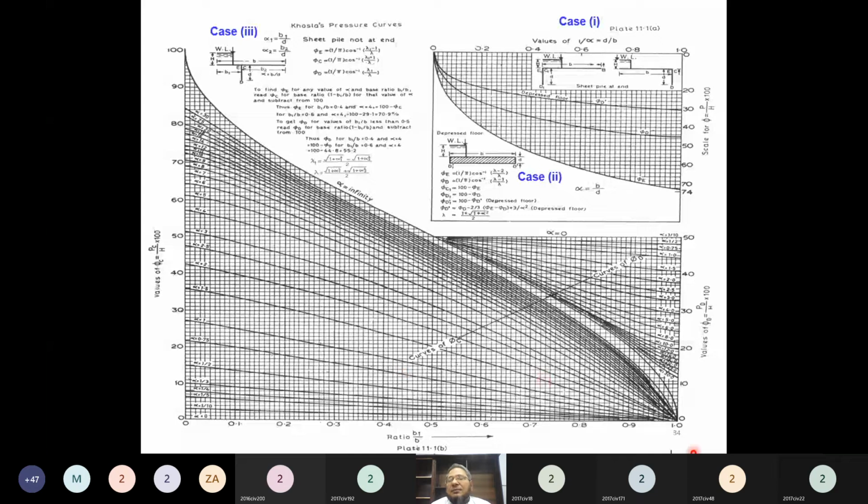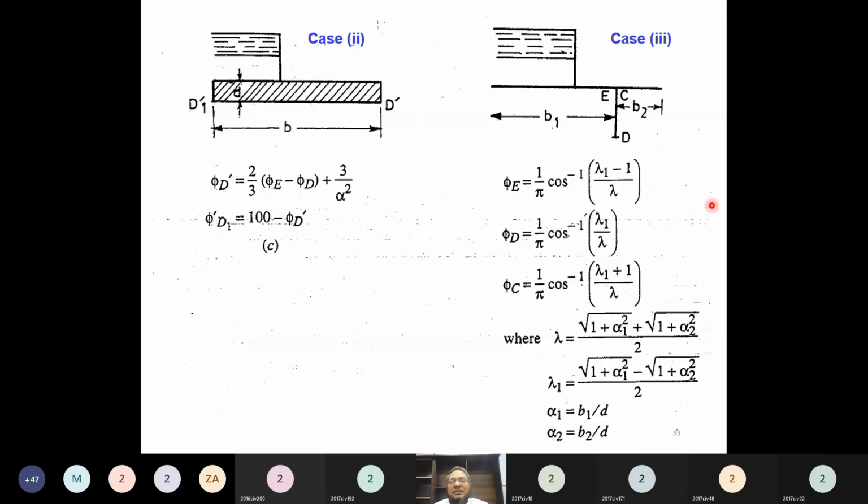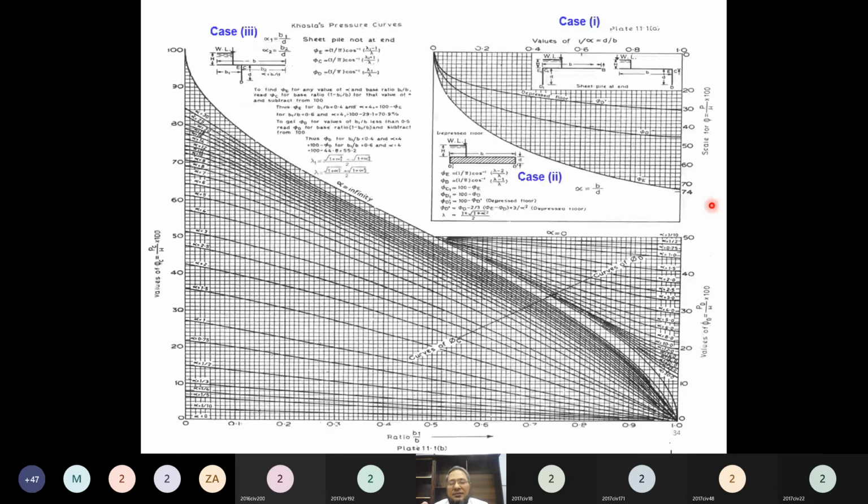What is this figure? These are the Khosla's curves. So all three cases are covered in it, and these are very comprehensive curves. Instead of using these equations, we keep these curves while designing a barrage for the subsurface flow, and we just consult these curves and find the uplift pressures at various points. Okay?